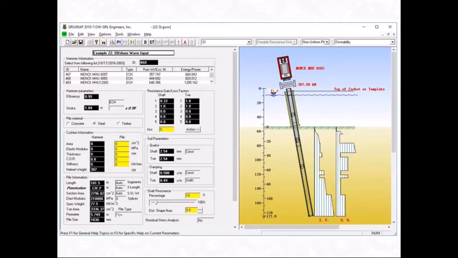So here's the typical input for a wave equation analysis. Over here, the hammer information is inputted, and the cushion information for the specific hammer that the contractor is using. Then the pile information, the pile size and pile length. And over here on the right is where the soil parameters are inputted based on soil boring logs. One of the things that has to be done in this analysis is we have to estimate the percentage of shaft friction versus end bearing.